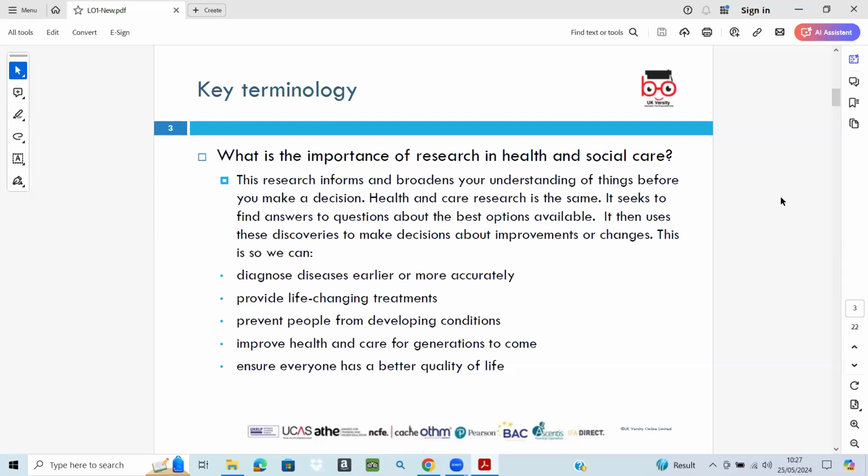And then we have ensuring better quality of life. Research provides insight into ways to enhance the overall quality of life for individuals, including those with chronic illnesses or disabilities.